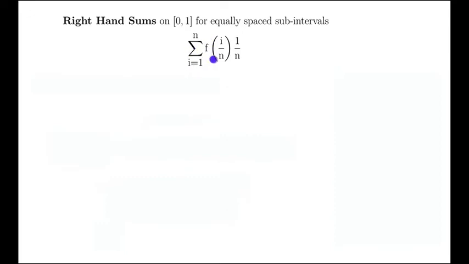This is the sum of the areas of boxes. This will be the height of the box, f of i over n. 1 over n will be the width of the box. Let's look at an example to see how this sum works.